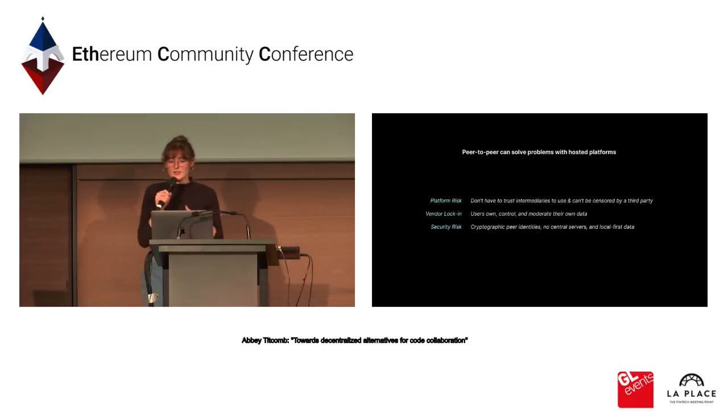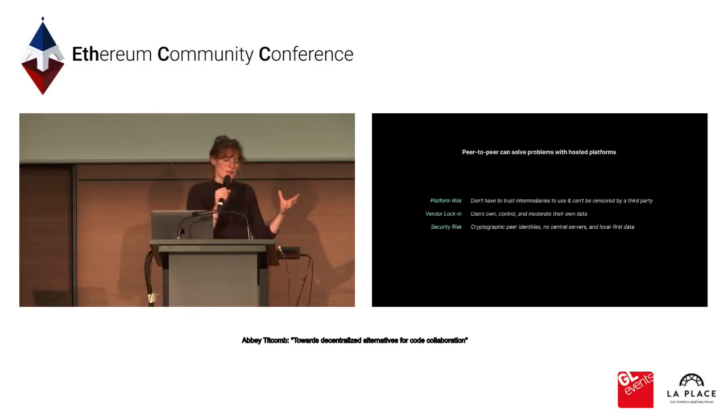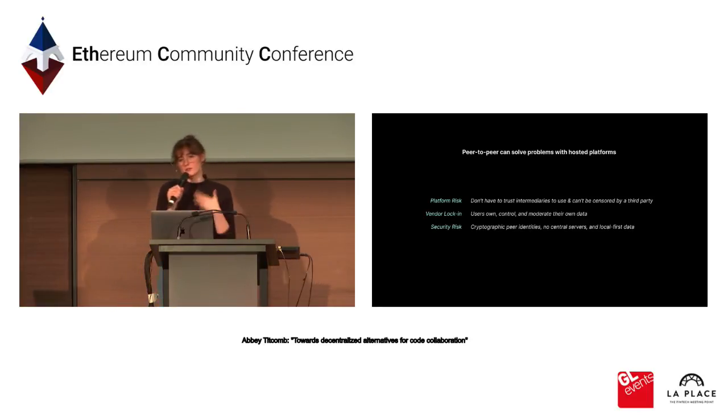And then finally, security risk, right? So this introduction of cryptographic peer identities, no central servers to rely on, and inherently local-first data that's built up from the local user's machine, introduces a new layer of security that, as I said, central platforms just can't offer right now, and actually solves a lot of the security risks that we see when we're relying on platforms to deliver closed source experiences that are hosted and controlled by one server.